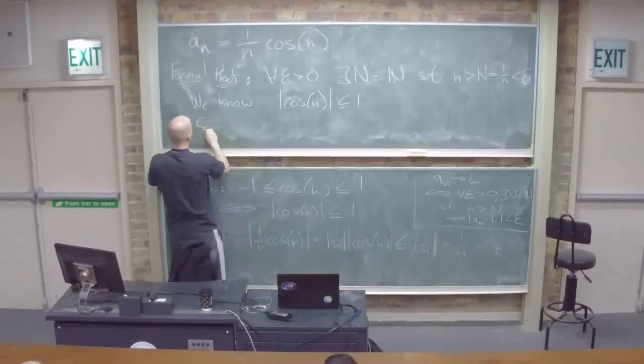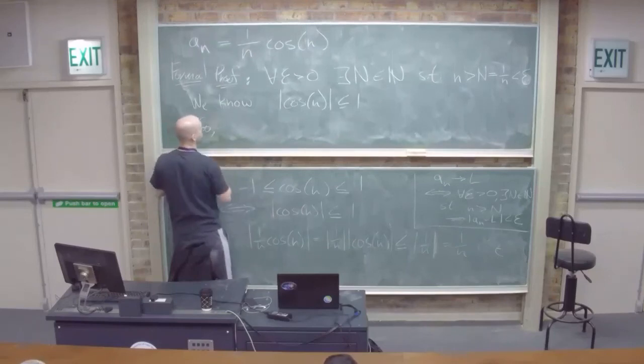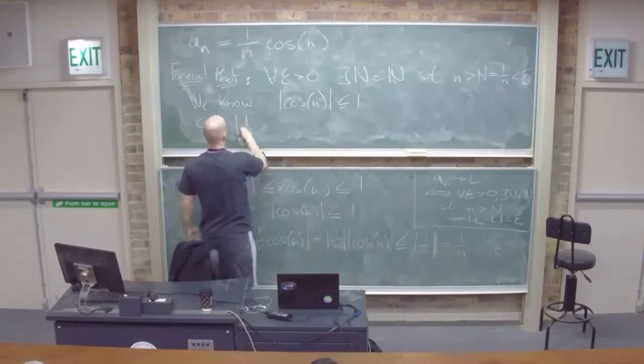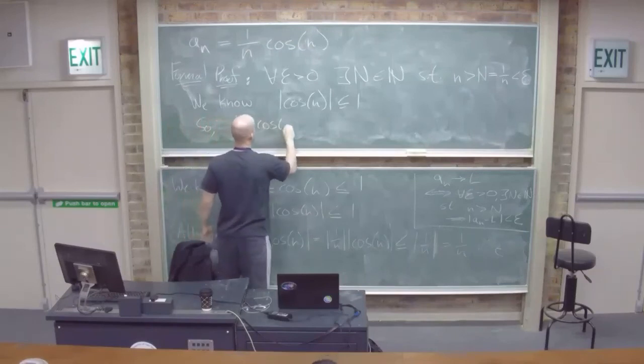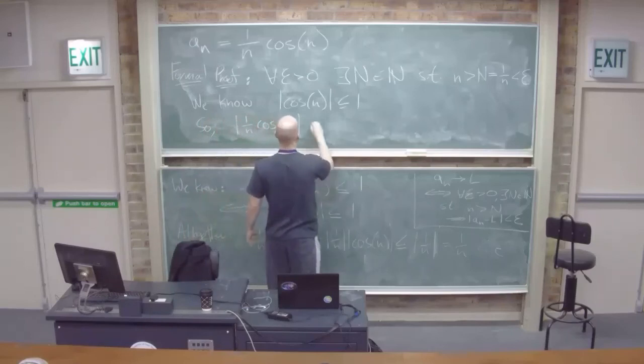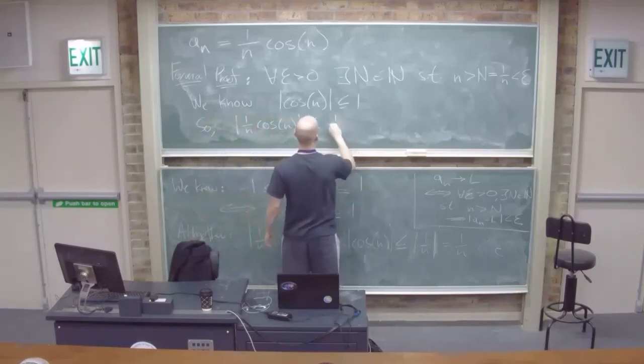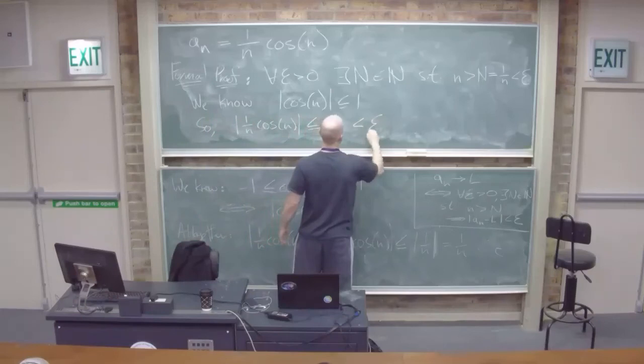So I would say, or I would just say, absolute value of 1 over n cos n is less than or equal to 1 over n, which is less than or equal to epsilon.